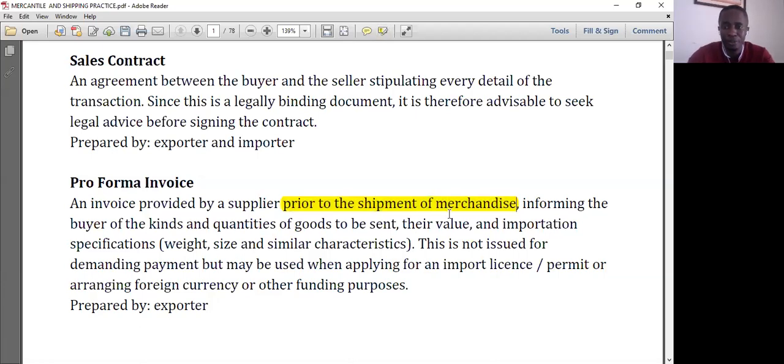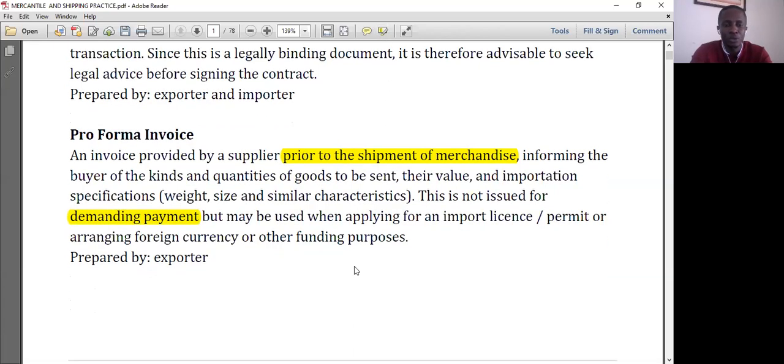That's before the shipment arrives, and it gives information to the buyer of the kind and the quantity of the goods to be sent, their value, and importation specifics, that is in terms of weight, in terms of size, and all other characteristics. So it is not issued for demanding payment. This is not a document which can be used to demand payment. For demanding payment, we use a document known as the commercial invoice, but not a pro forma invoice. But it may be used when applying for an import license, when you want an import license or permit, or arranging for foreign currency or other funding purposes.